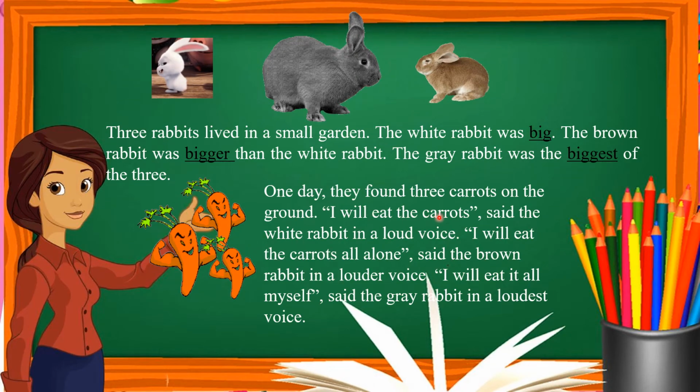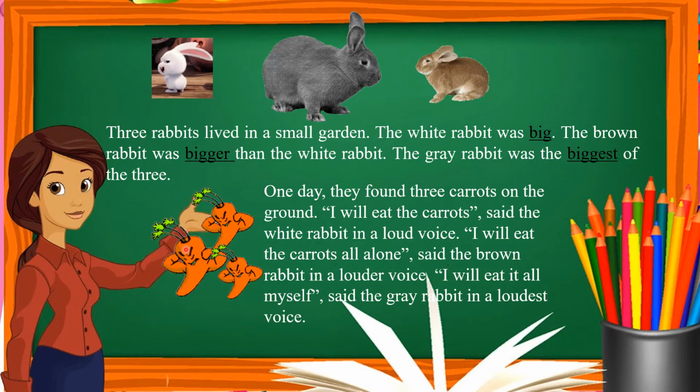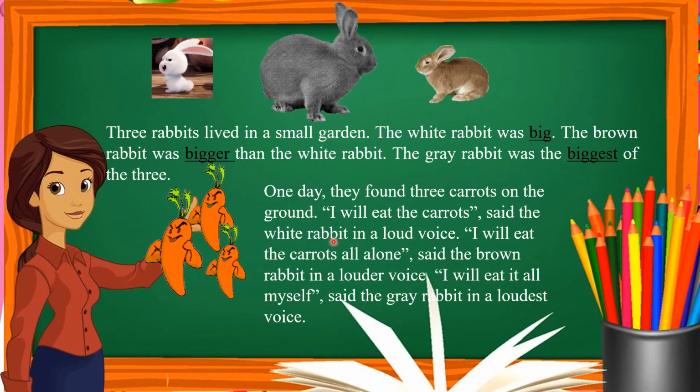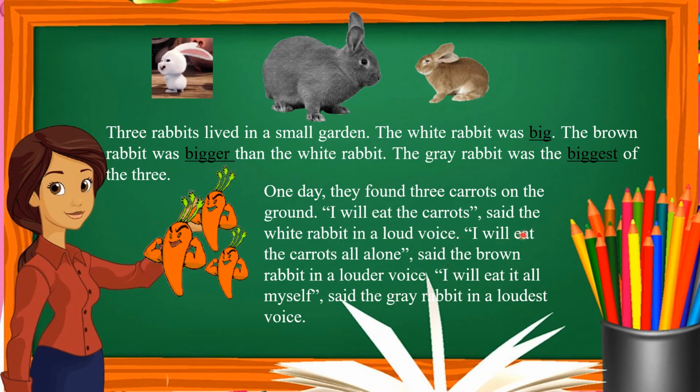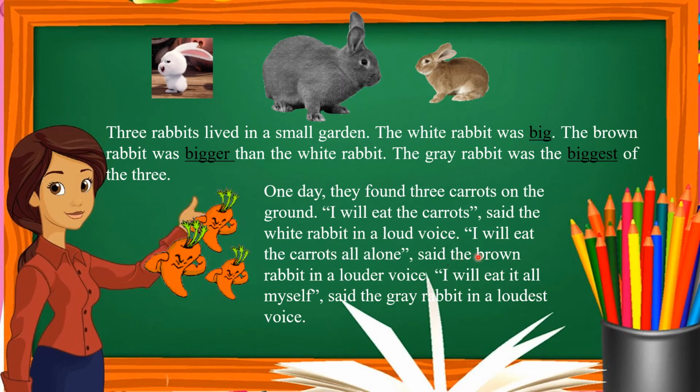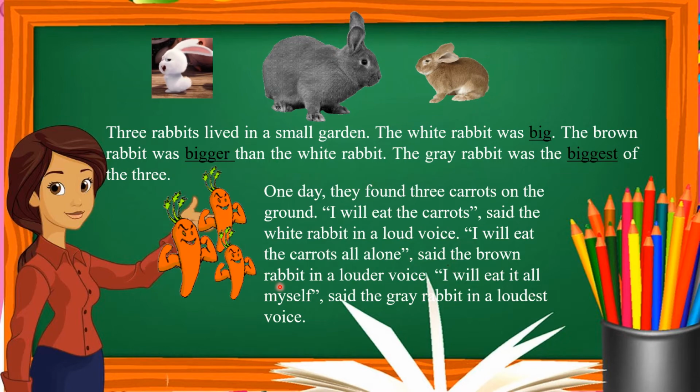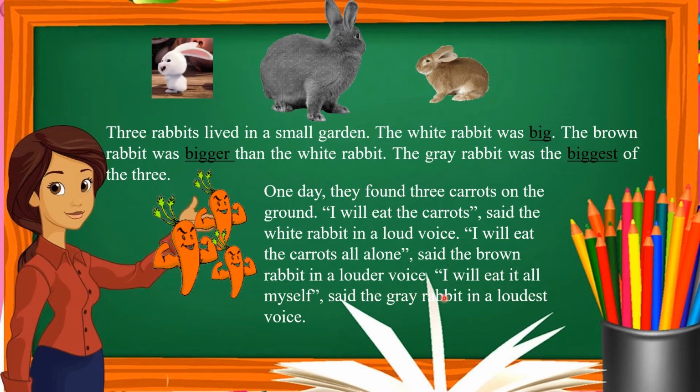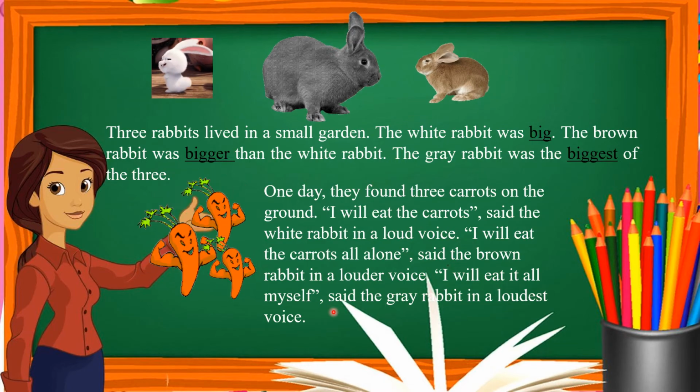One day, they found 3 carrots on the ground. Okay, here are the 3 carrots. Again, one day, they found 3 carrots on the ground. I will eat the carrots, said the white rabbit in a loud voice. Okay, here's the white rabbit. I will eat the carrots all alone, said the brown rabbit in a louder voice. Okay, the loud and the louder. I will eat it all myself, said the gray rabbit in the loudest voice.